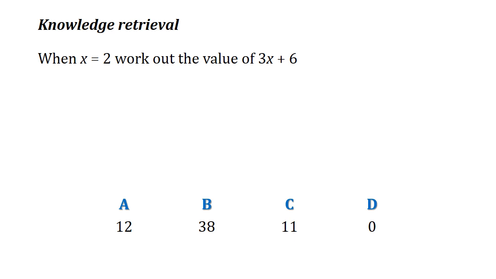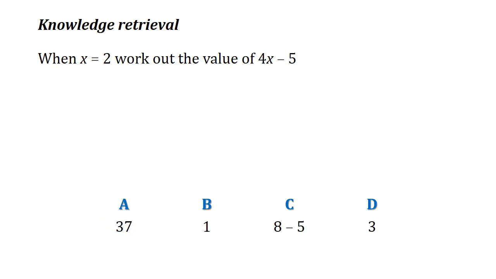So first question, a bit of knowledge retrieval that we're going to need to draw a straight line graph. When x is 2, work out the value of 3x plus 6. So you pause now, pick out the right option out of the 4 at the bottom of the screen. And the correct answer would be found by substituting 2 in place of the x, and working out 3 times 2 plus 6, which gives you 12. So A was the correct answer.